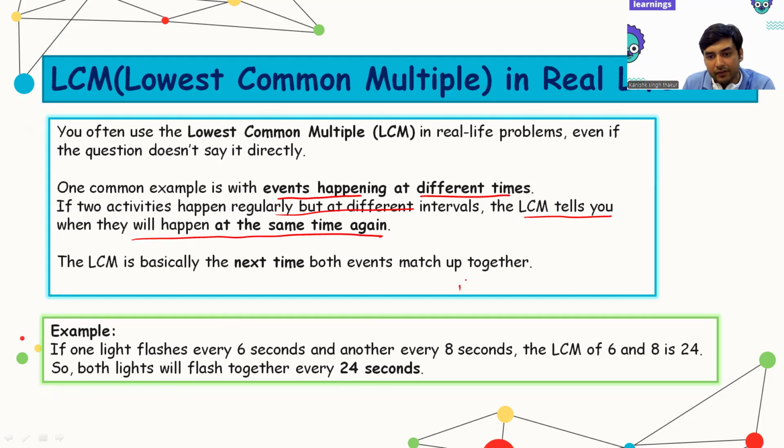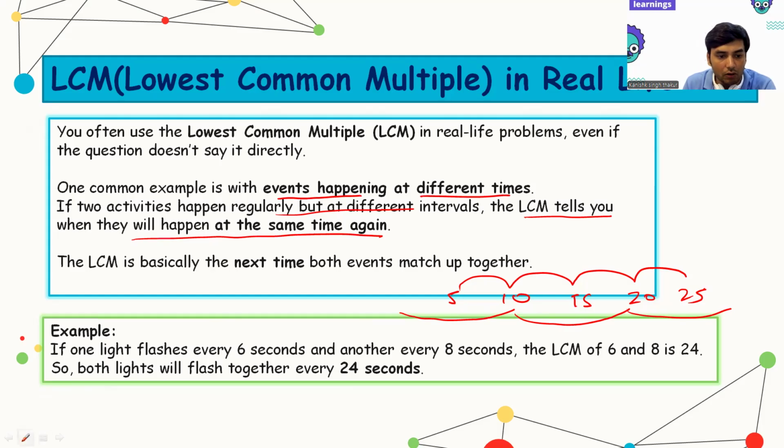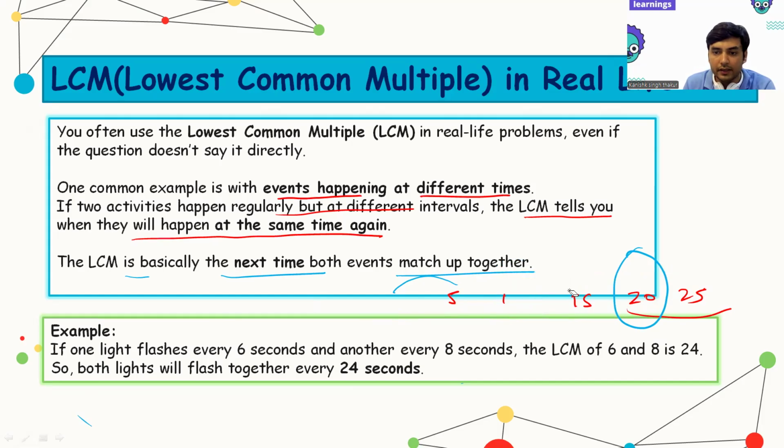Suppose a bell is ringing every 5 seconds, like this, right? Every 5 seconds. And another bell is ringing every 10 seconds. So it is like this, isn't it? So something you'll have common is every 10 seconds, isn't it? It will be ringing the 5 second bell also and the 10 second bell also. In this common time, they'll be ringing together. So the LCM is basically the next time both events match up together. So this is what LCM is.